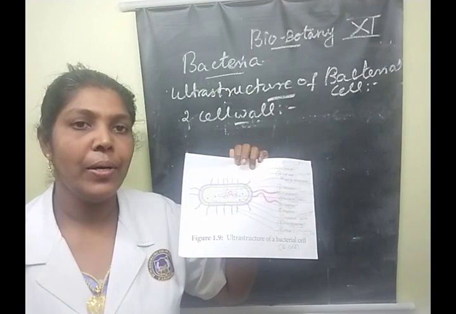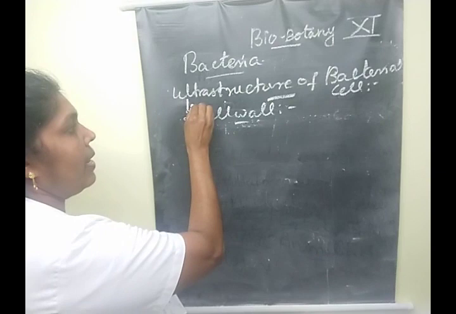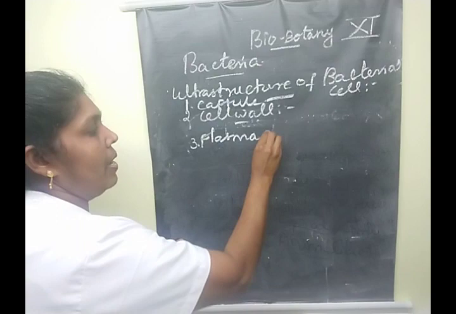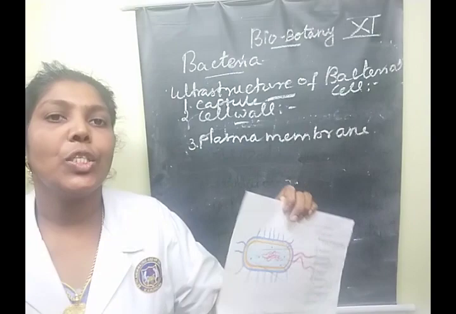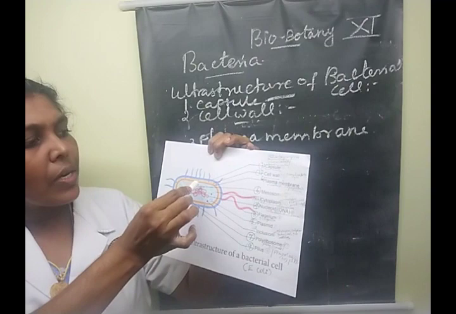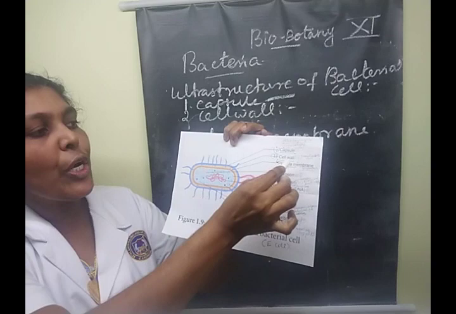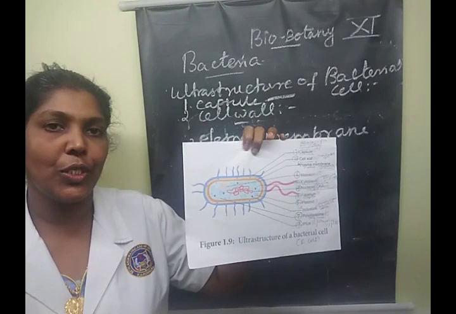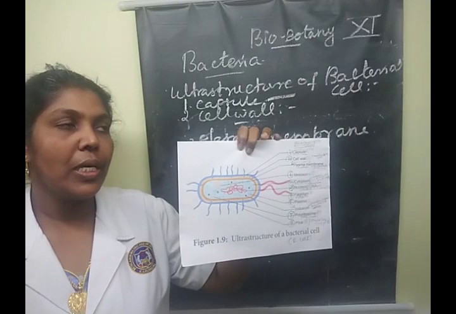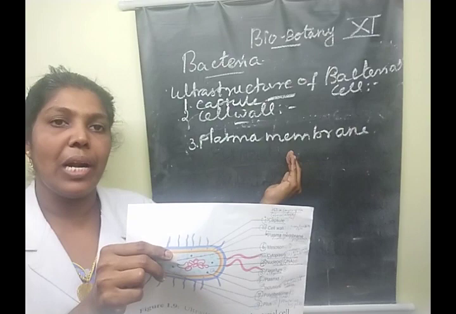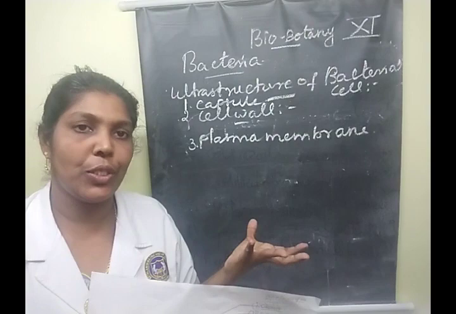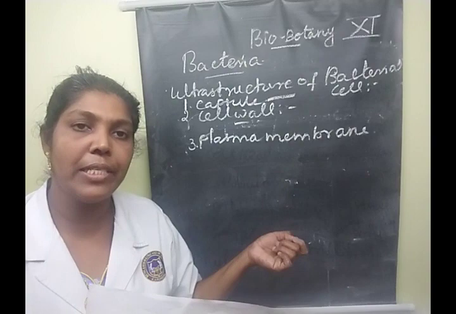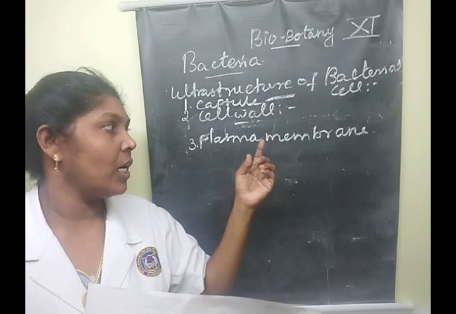Yes. Next one is the plasma membrane. The third layer is the plasma membrane, which is made up of lipoprotein molecules. Through the plasma membrane only, small molecules and ions enter and exit. What is the function of the plasma membrane? The entering and exiting of small molecules and ions goes on through this way only.